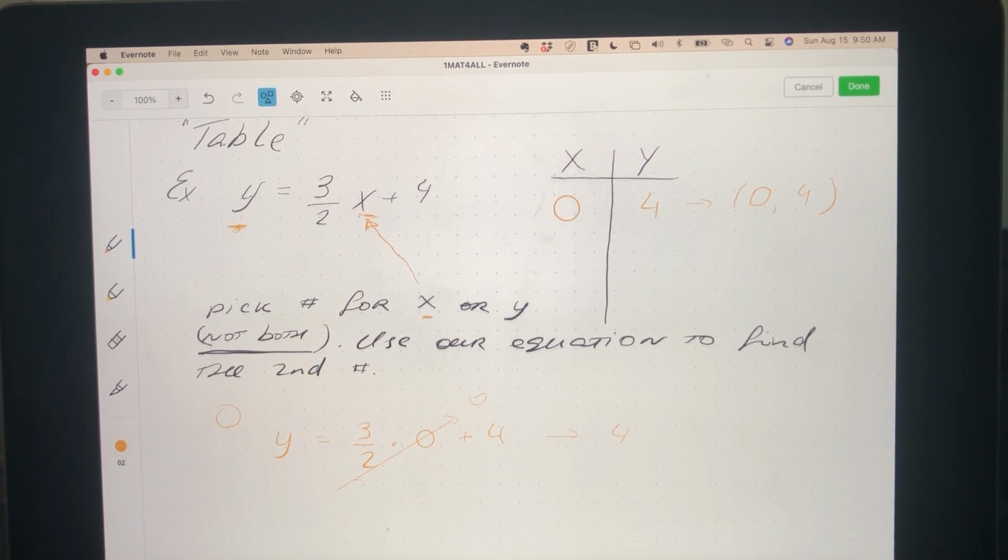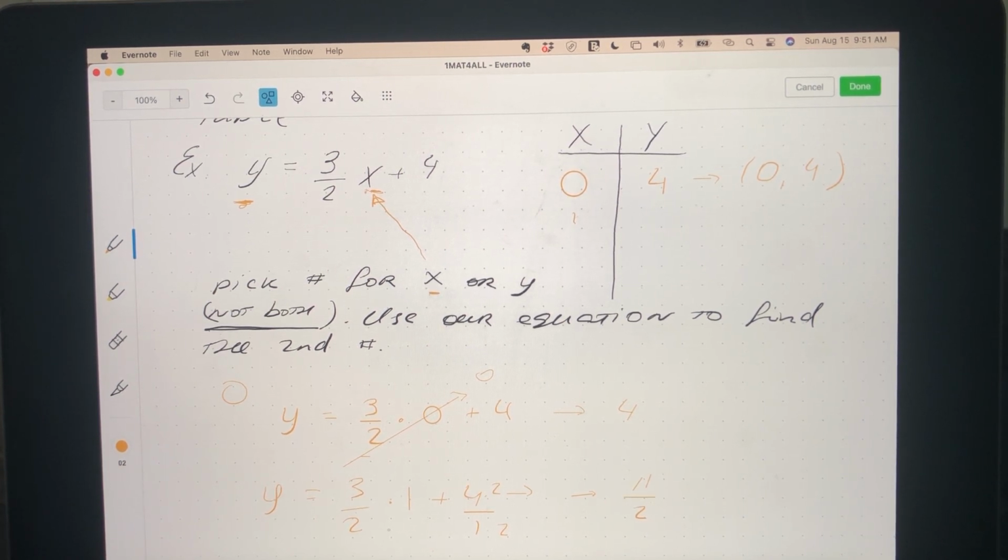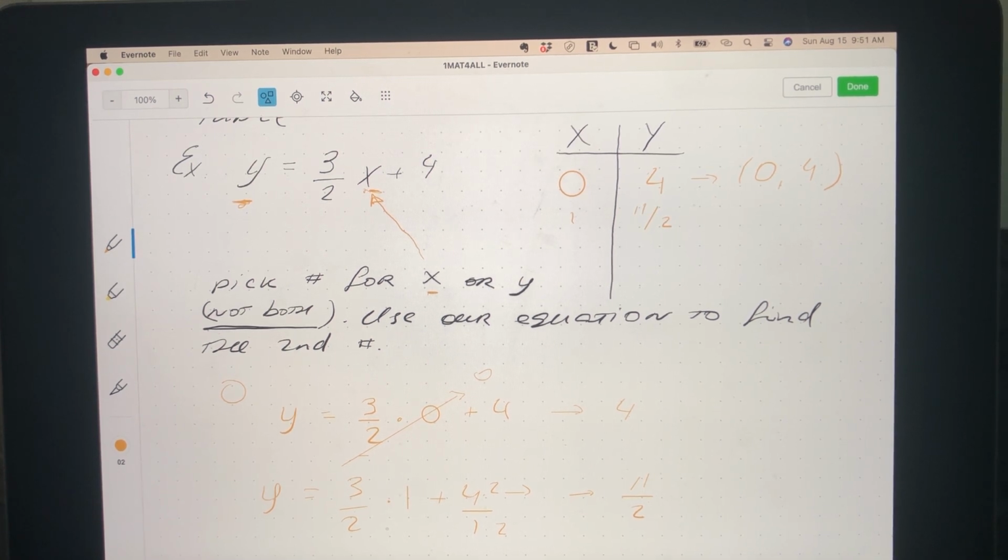We can choose any other number for the x. Let's say I chose 1. If I chose 1, I would have y equals 3/2 times 1 plus 4, which is 3/2 plus 4. We need a common denominator. The common denominator is 2, so we multiply 4 by 2, both top and bottom. 3 over 2 plus 8 over 2 makes 11 over 2. And that is a point on our graph.